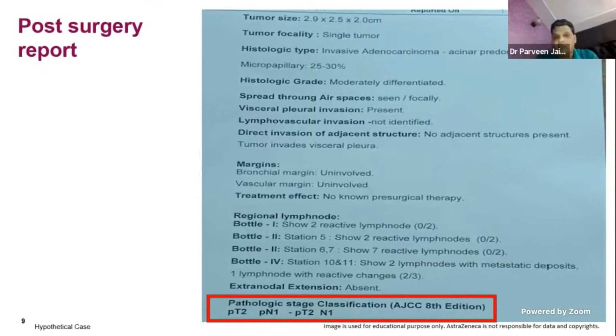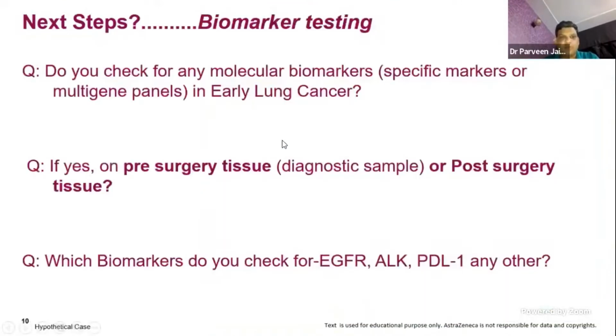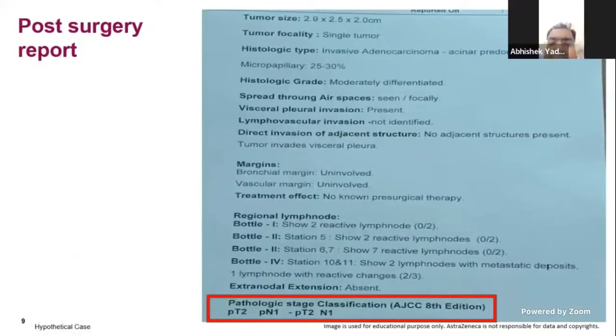Okay, Abhishek. So what is going to be your approach in this patient? So this patient has PT2N1 disease, adenocarcinoma. All margins are uninvolved. Adequate lymph node dissection has been done, and T2 was in view of visceral pleural invasion. Otherwise the tumor size was less than 3 centimeters. So what will be your approach? Sir, adjuvant chemotherapy.